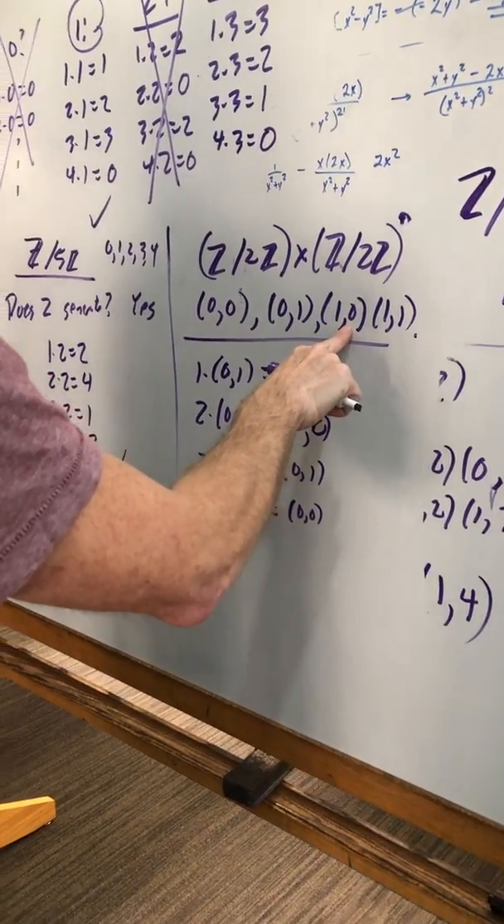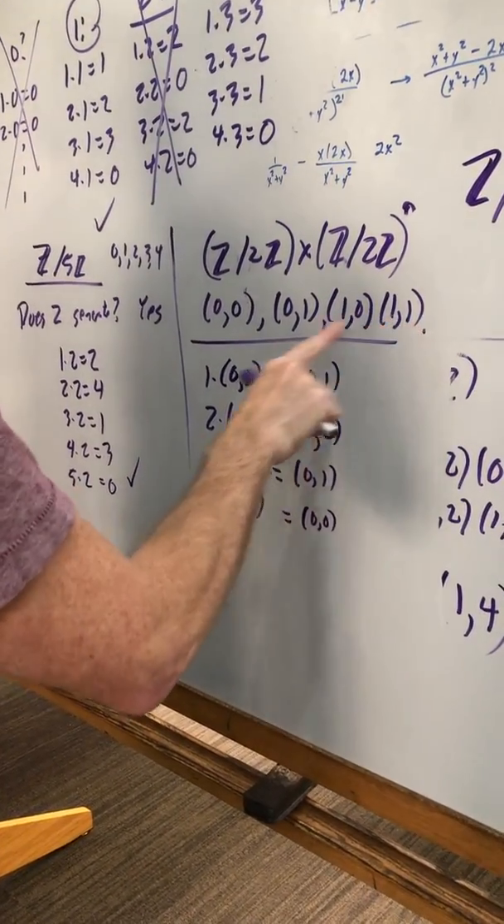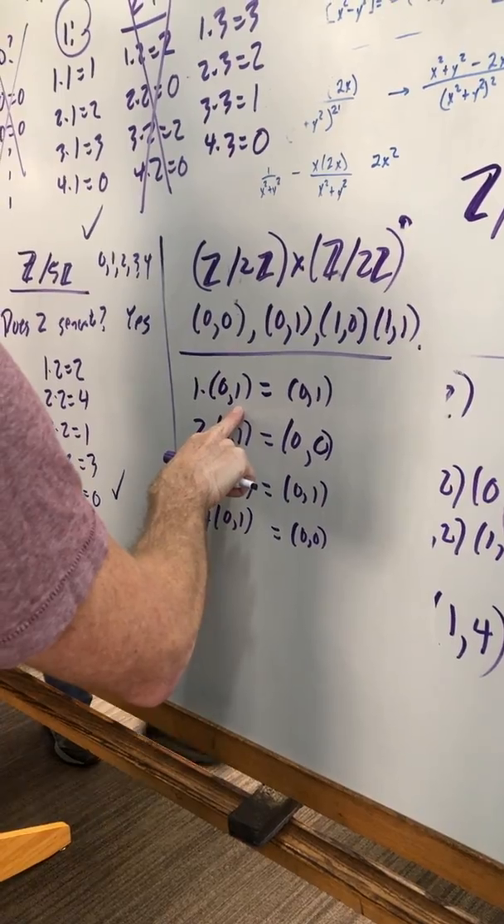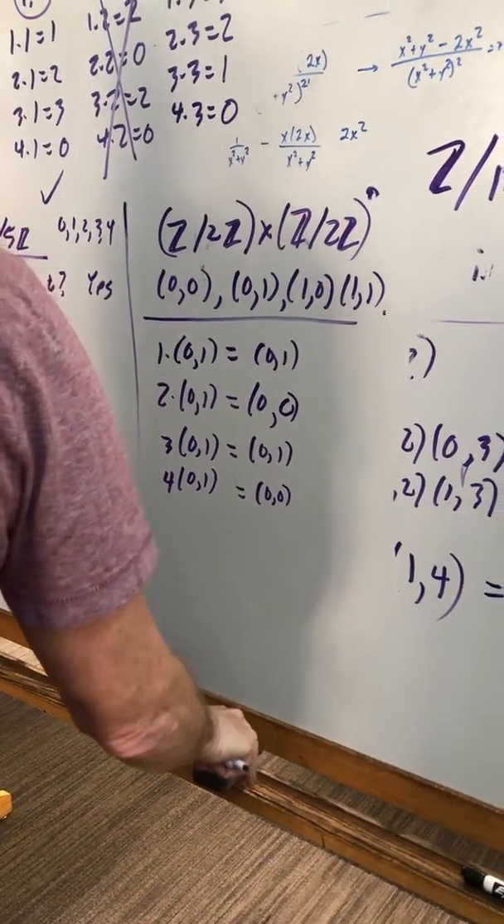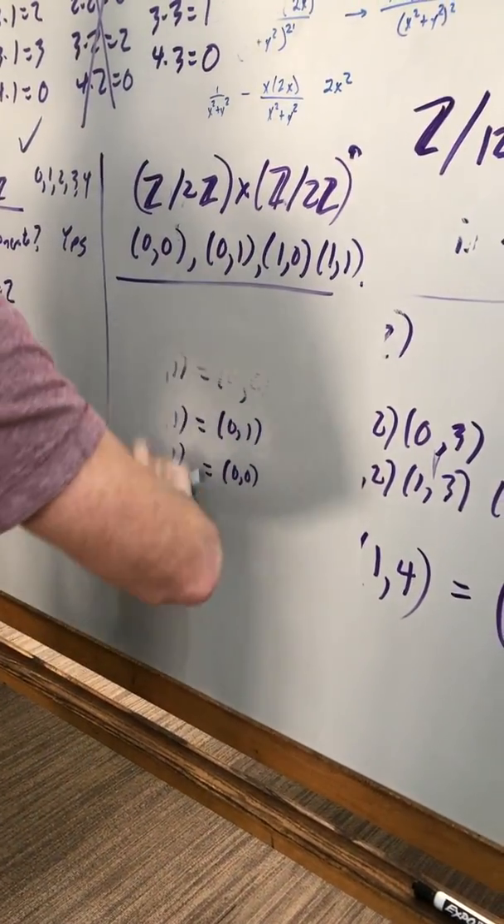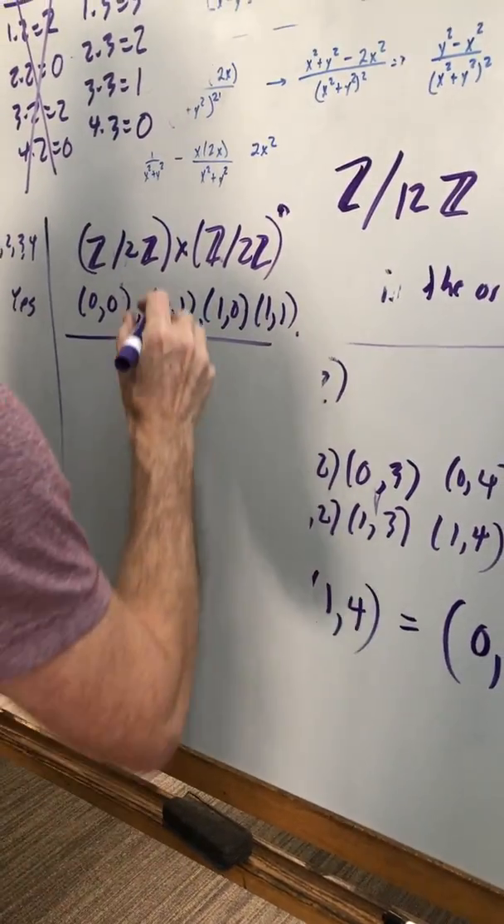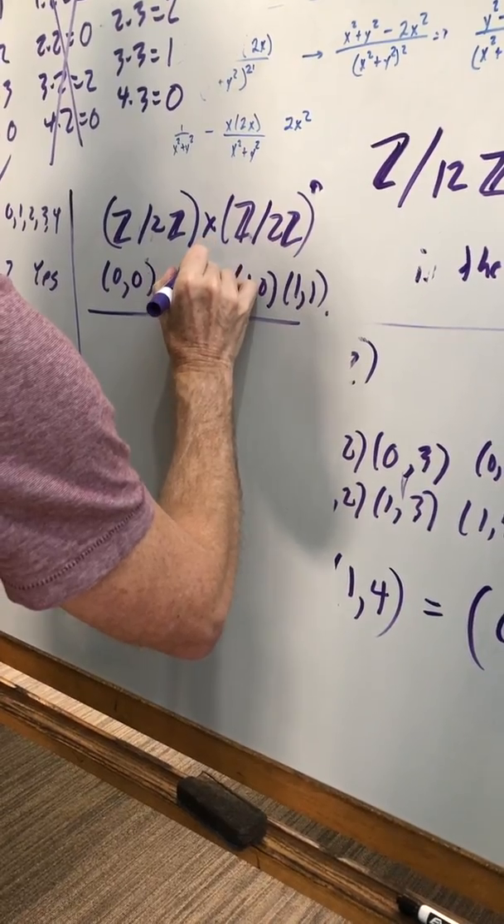So I'm not getting (1,0), and I'm not getting (1,1). Okay. So that means that (0,1) is not a generator. By taking multiples, I don't get everything in the group. I'm just going to put a little X on that one to note that it's not a generator.